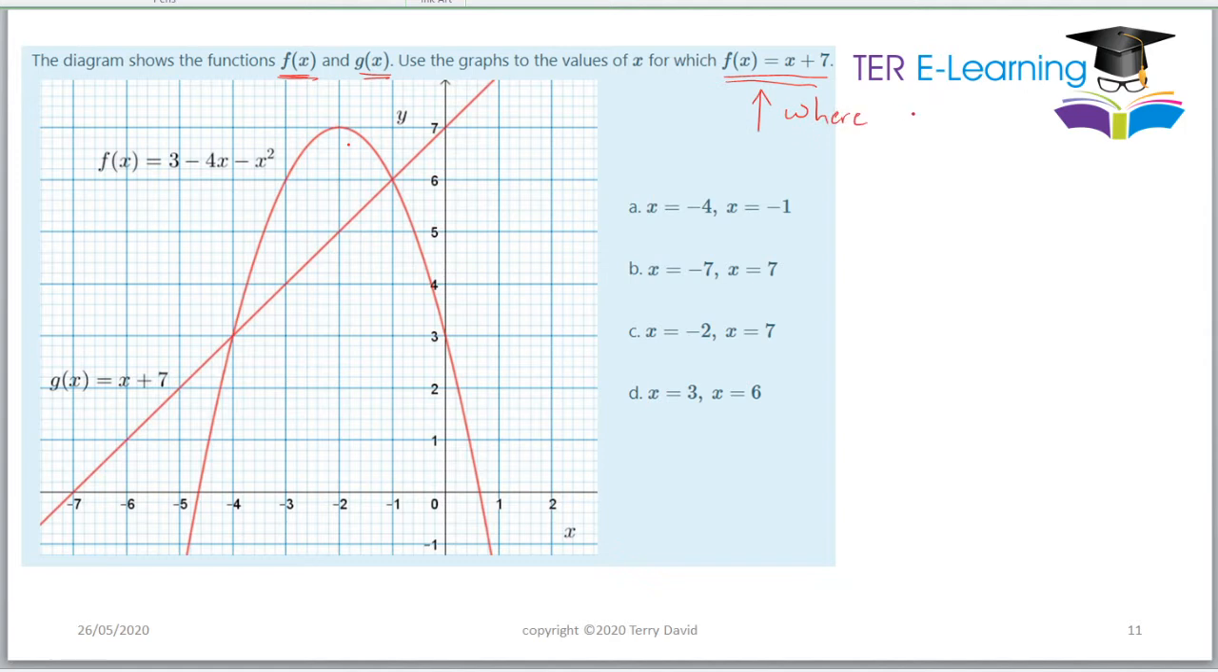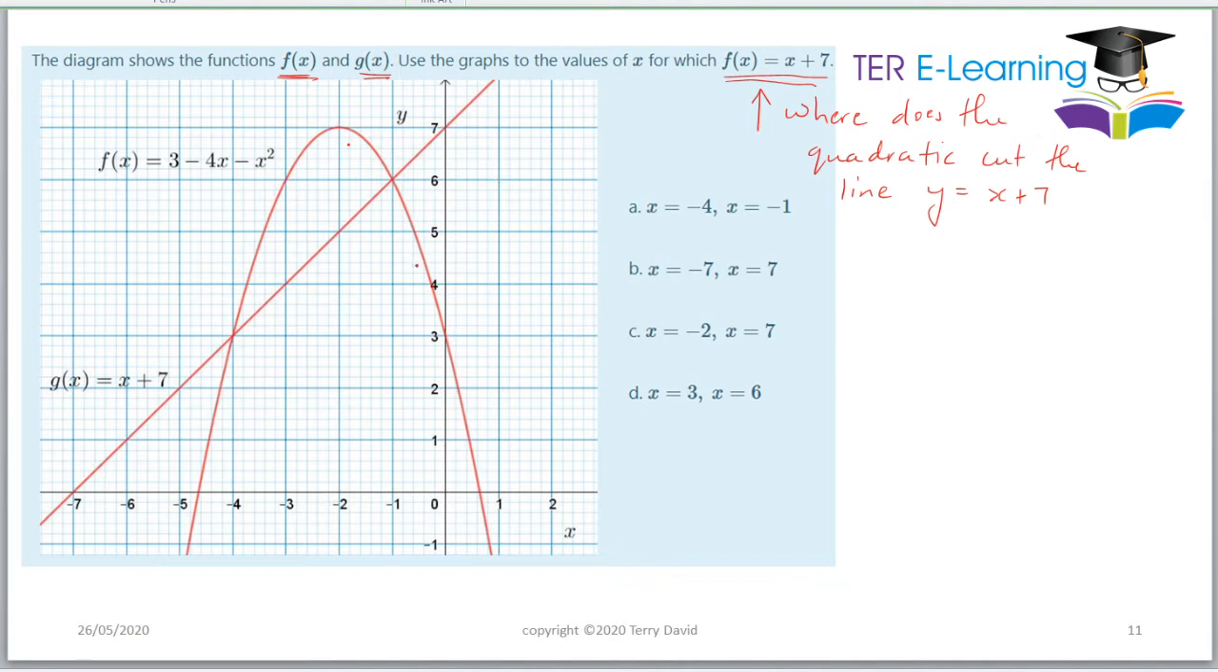Where does the quadratic cut the line, right? Y equal to x plus 7, right? You need to understand the language. This is what it's asking us. Where does the graph, the quadratic graph, cut the line?